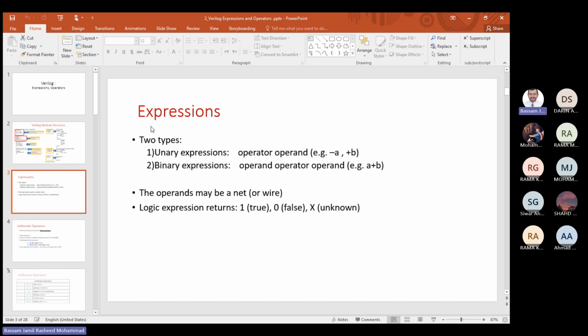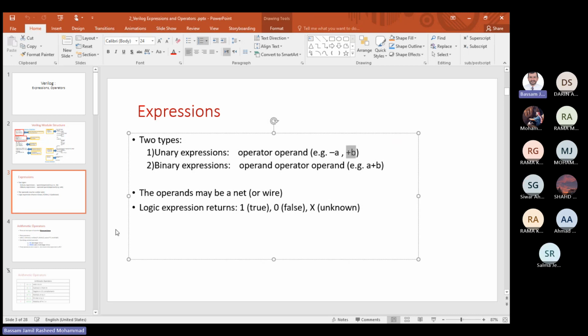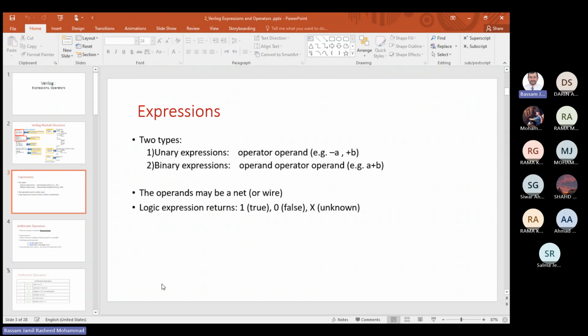Okay, so in terms of expressions, there are two types. The unary expression, where the operator applies on one variable, and binary expressions, where the operator operates on two variables. Operands can be either a net or a wire, and it can also be a register. Logical expressions return 1, 0, or unknown. These are the possible values for the output of an expression.